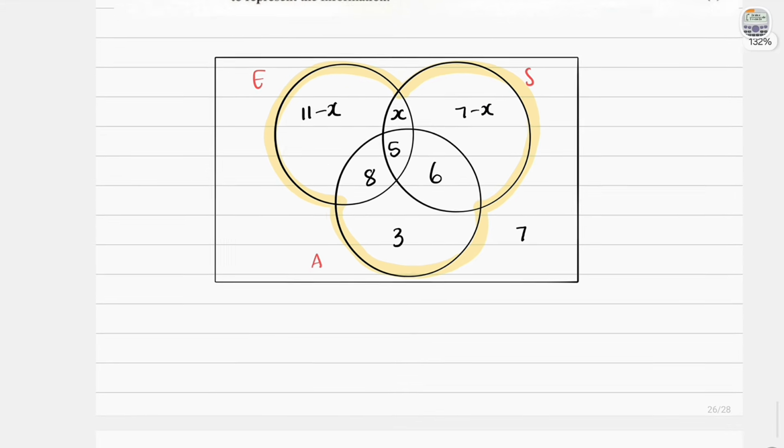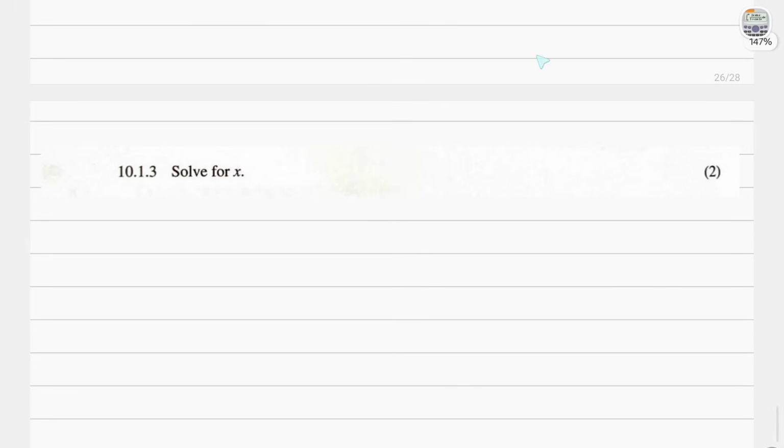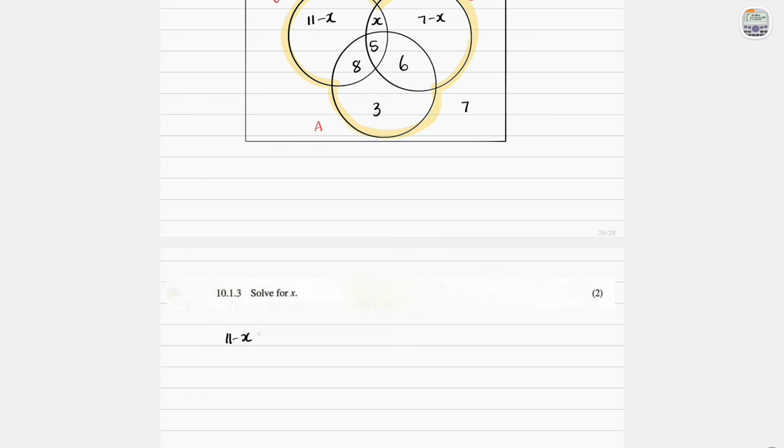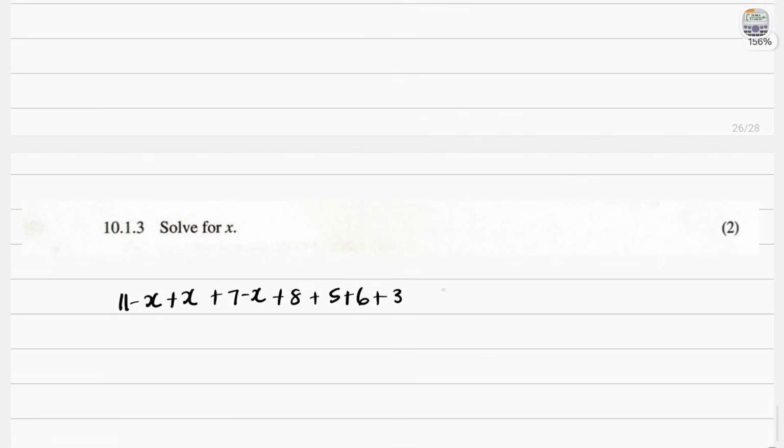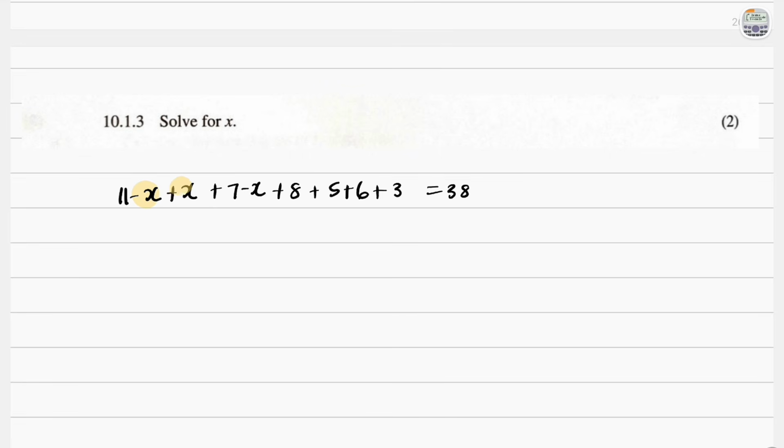So I'm going to use this method to find it. We're going to add everything up and say it's equal to 38. So that is 11 minus x plus 7 minus x plus 8 plus 5 plus 6 plus 3 is equal to 38. And let's go ahead and put our x's together first.